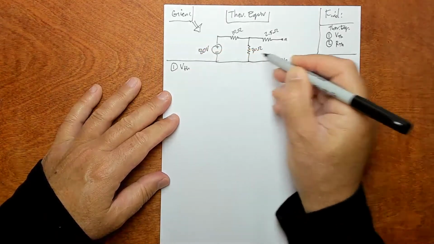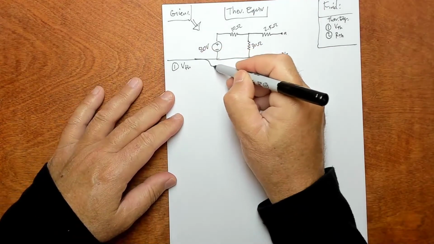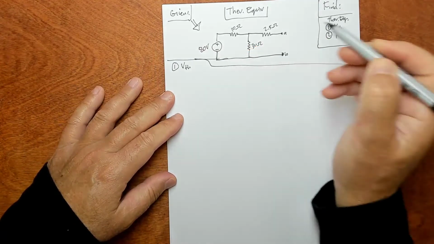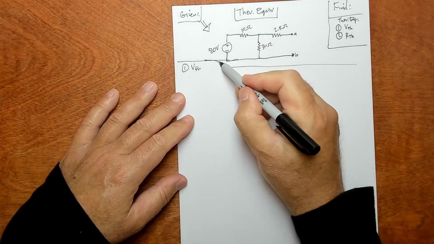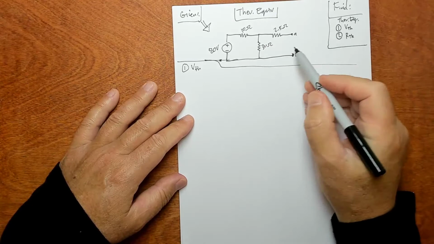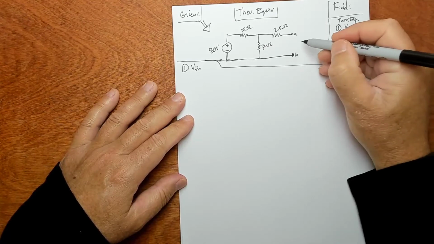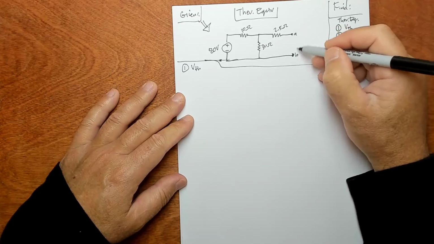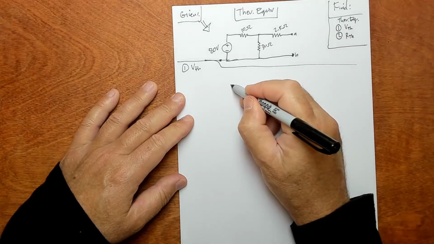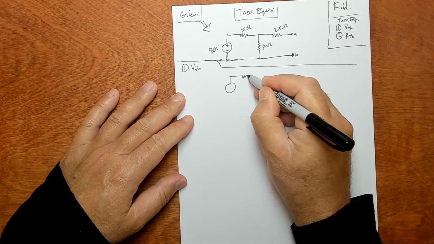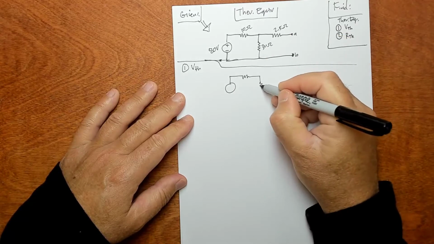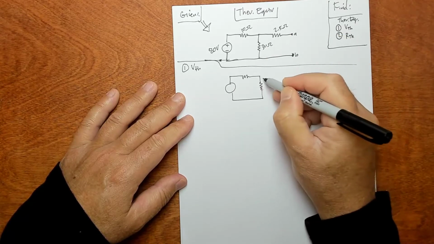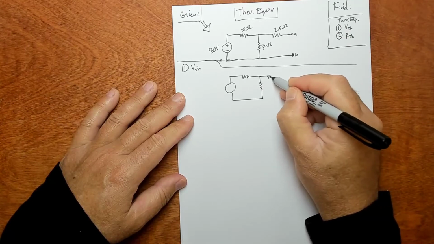So V Thevenin is, oh, I made that look like it's connected. It's not connected. Whoops. Ignore this line right here. V Thevenin is just the voltage across AB here. So let's redraw that so I don't mess up the original circuit too much. Here's the change I'm going to make.